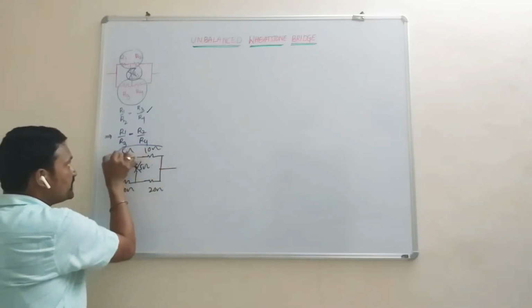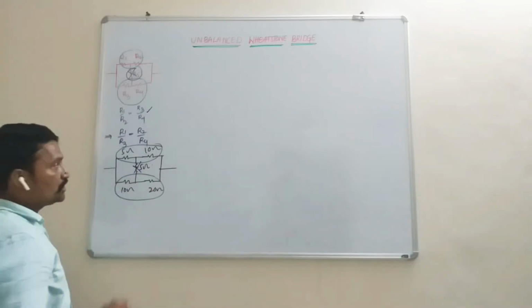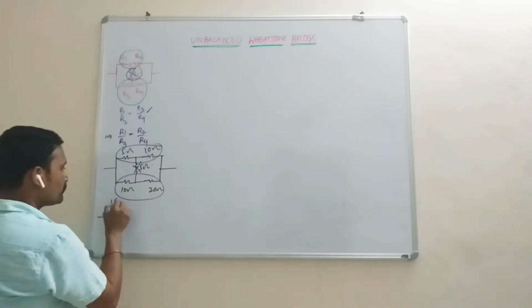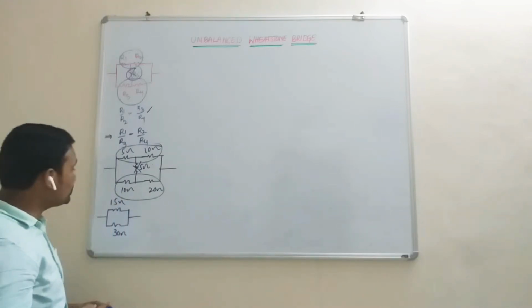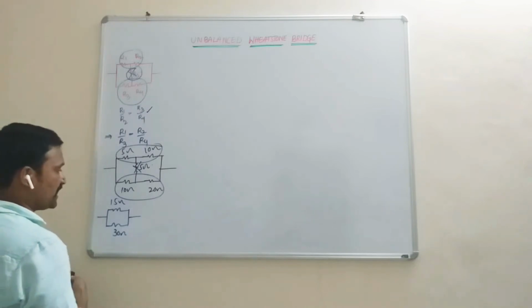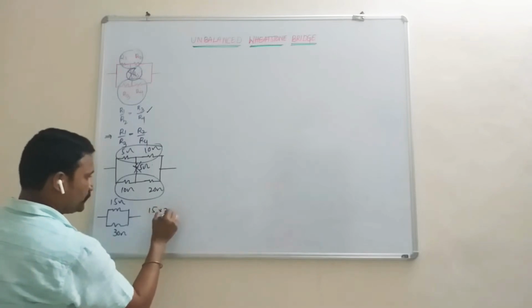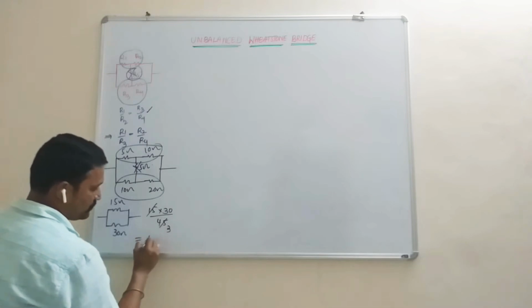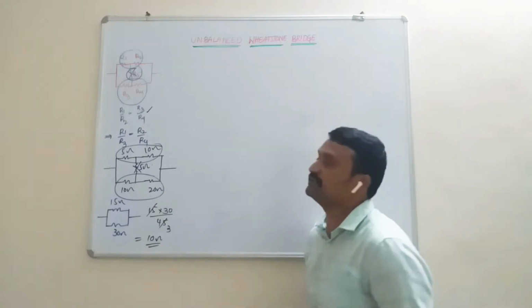Now these two are in series combination, and these two are in series combination. The 5 and 10 become 15 ohm. The 10 and 20 become 30 ohm. Now both are in parallel. When these two are in parallel, we can directly use R1 R2 by R1 plus R2. So the equivalent is 15 into 30 by 45, which equals 10 ohm. This is easy for solving the balanced Wheatstone bridge.